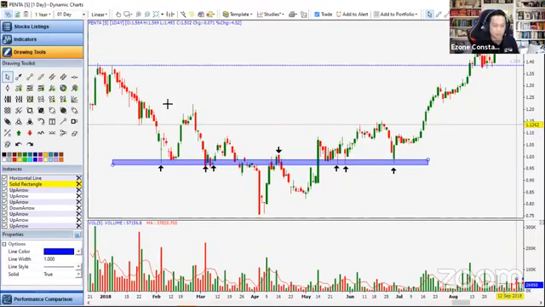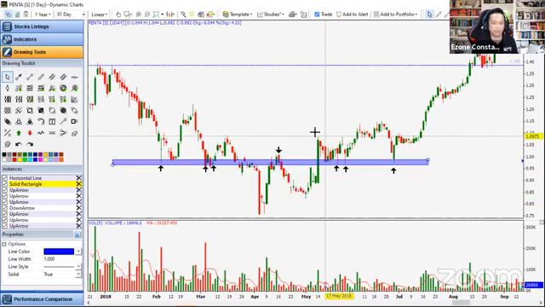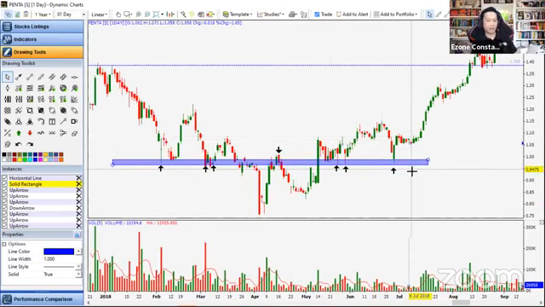Okay, so kawasan ni diuji berapa kali? Satu kali, dua kali. Tengok lepas tu touch, price turun, dia jadi resistant. Lepas tu price breakout. Lepas tu diuji semula sebagai lantai. Ini yang kawasan yang kita sebut sebagai kawasan zone confluence yang solid.